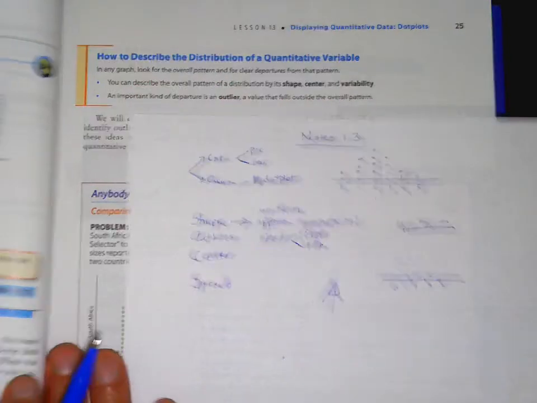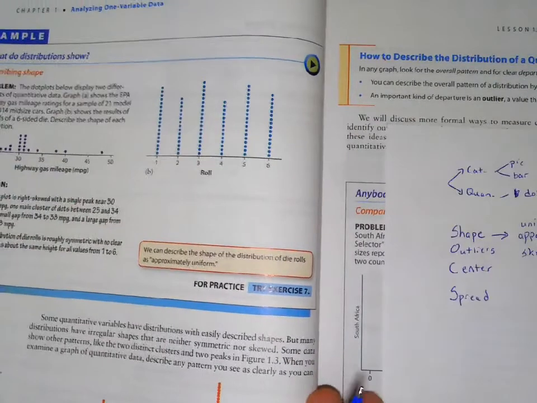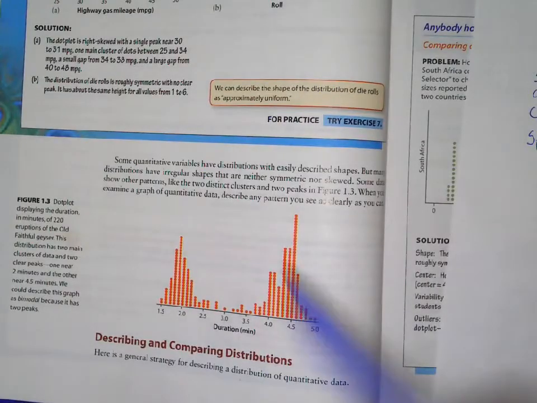So other things you might want to notice, I know they look for this in AP Statistics. If you have a graph that looks like this, notice there are 2 peaks to it with a valley in between, okay?